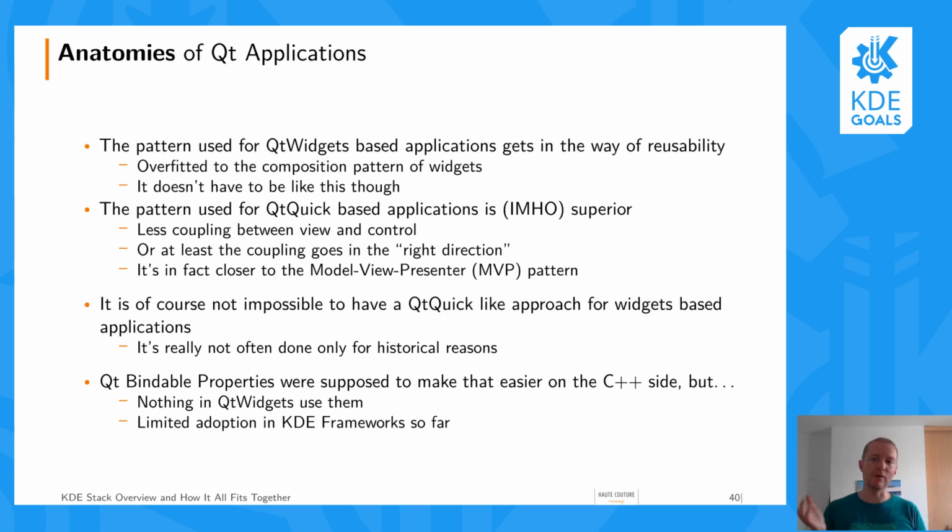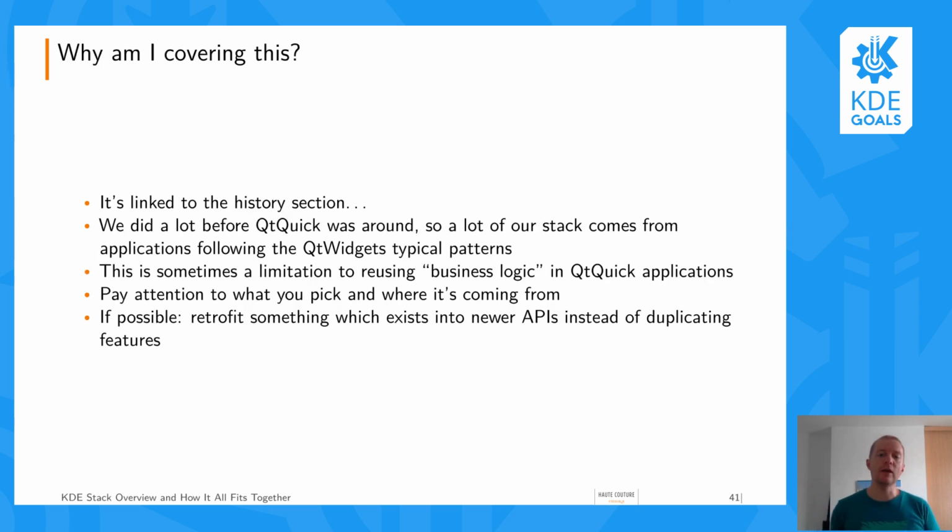So it's not like we could turn around and then change all the APIs to leverage this. So why did I cover this? Why it's linked to the history section. We did a lot before Qt was around. So a lot of our stack comes from applications following the KWidgets typical patterns, which means that lots of things in those frameworks cannot easily be reused outside of the KWidgets context. And that makes it harder to reuse those, even though they have value, in Qt applications.